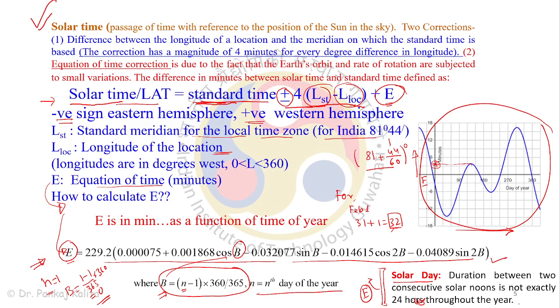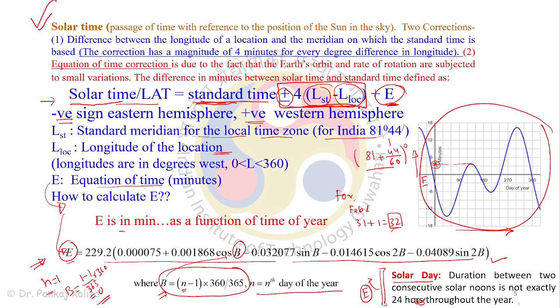So I hope this parameter is clear, right? Now there is the equation of time correction. Since the earth's orbit and rate of rotation are subjected to small variation, for that we have incorporated this E parameter, which is the equation of time correction.